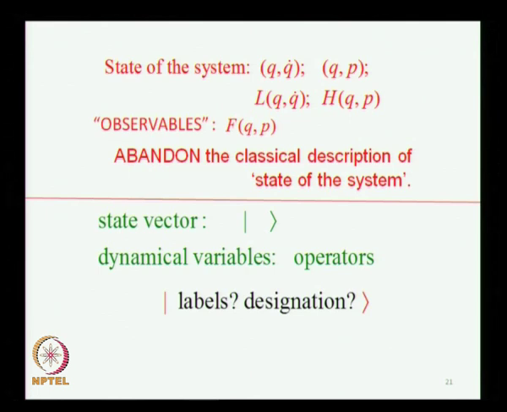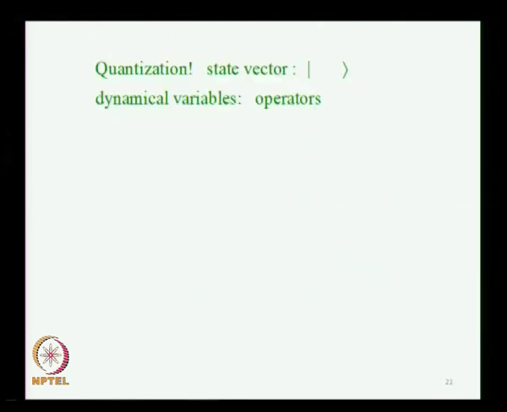So, the next question is, how do you label these state vectors? What you are going to do is to figure out a mechanism to label these state vectors. So, let us discuss that very briefly. If you have an operator which operates on a state vector, you get a new vector. You have not put labels anywhere.